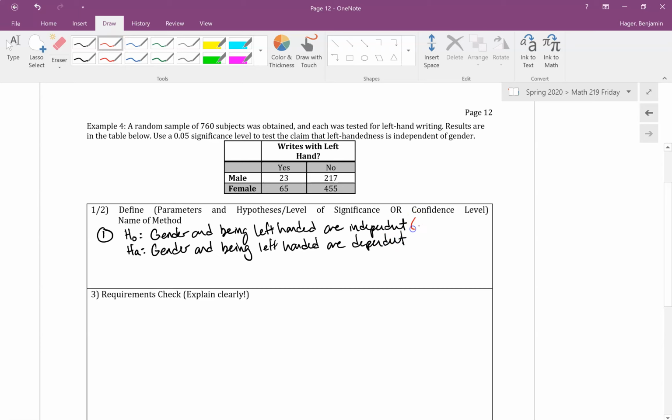Again, I think I prefer the words "not associated" and "associated," so you could use those. They said go ahead and let alpha equal 5%. They told me that. And then step 2 would be to name the test. Again, this test is called the chi-squared test for independence.